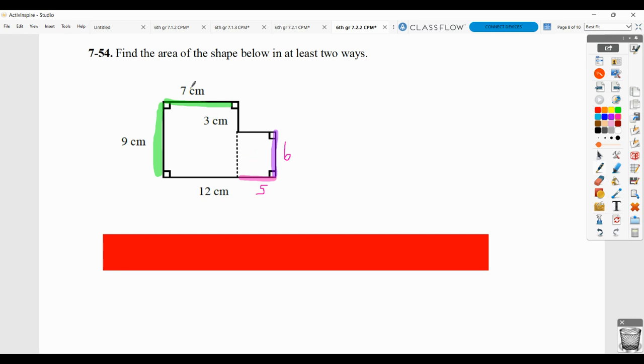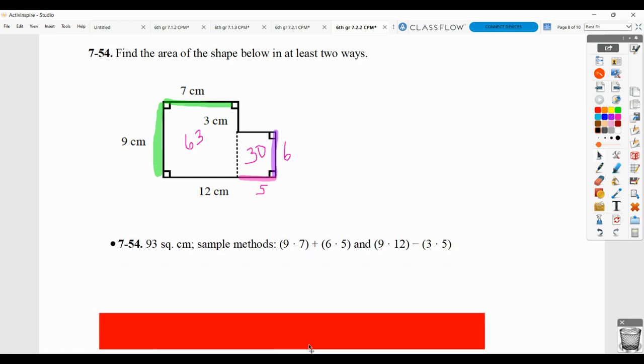So if you have 63 for the 7 times 9 plus 30 for the smaller rectangle here, you would get an area of 93. Okay. 93 square centimeters would be your answer. The other way you could do it is, again, if you chose to divvy it up horizontally, then you could find that you get a different answer.